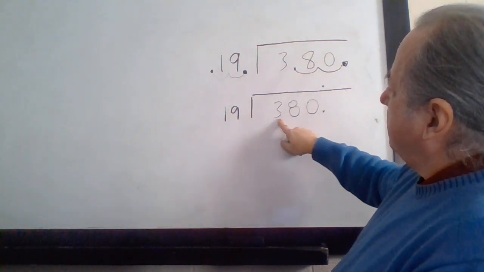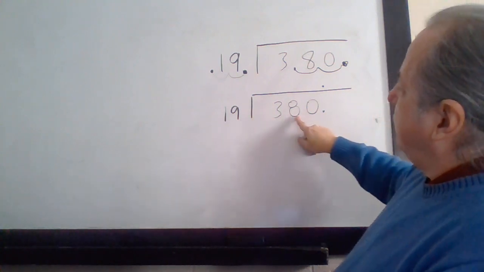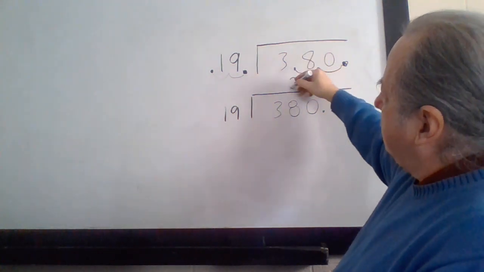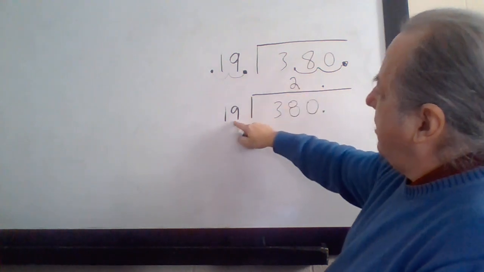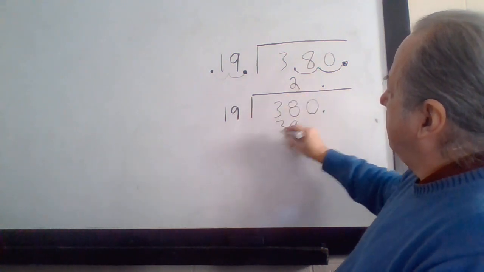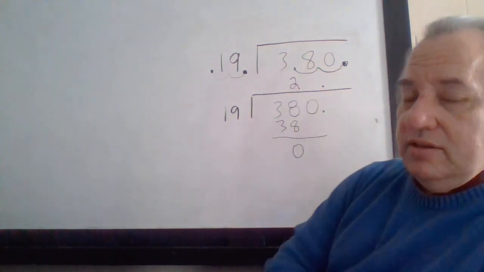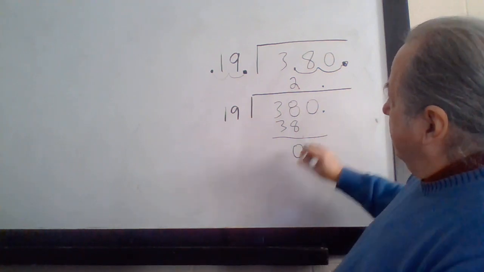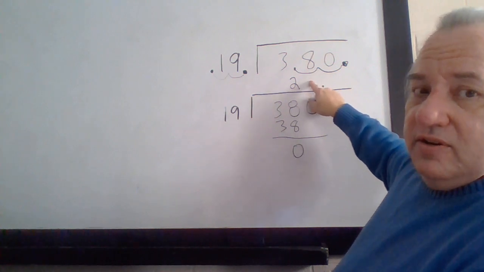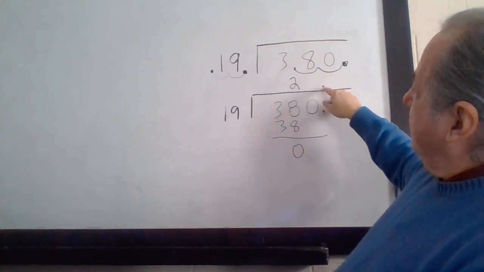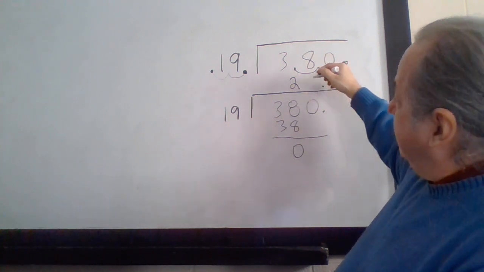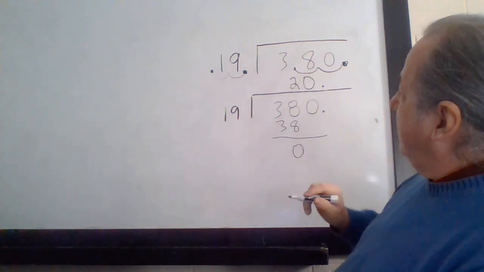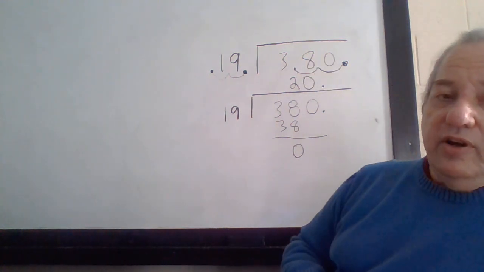19 does not go into 3. 19 does go into 38 twice. 2 times 19 is 38. Subtract, and the problem ends. There is no remainder, but I still have a blank space here before the decimal. So what do you think goes here? That's right, a 0. So I need a 0 as a placeholder there.